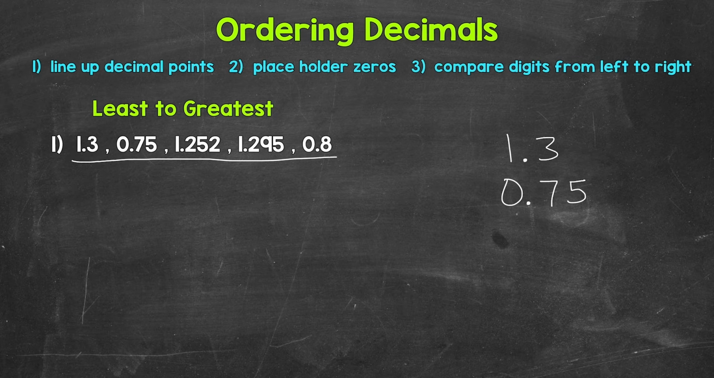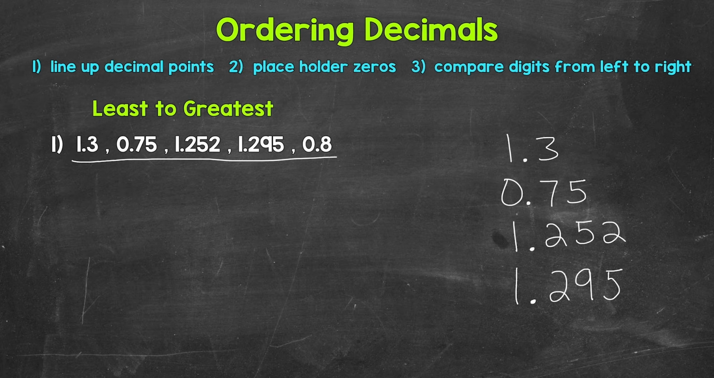Then we have 1 and 252 thousandths. Next, we have 1 and 295 thousandths. And then lastly, we have 8 tenths. Now this does look a little off since we have numbers going to different places. So what we can do, we can use placeholder zeros. Remember, zeros to the right of decimal digits do not change the value of the decimal. It gives us an equivalent decimal, so we can do this.